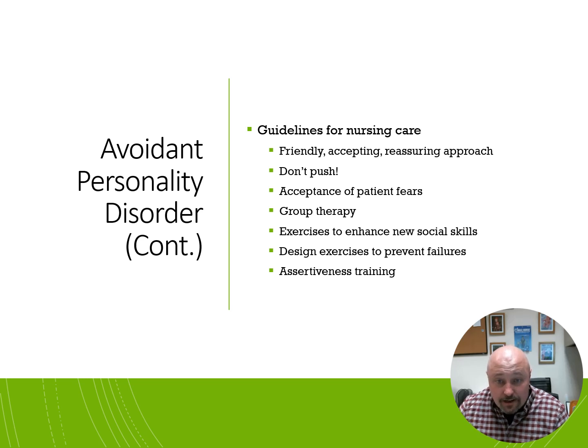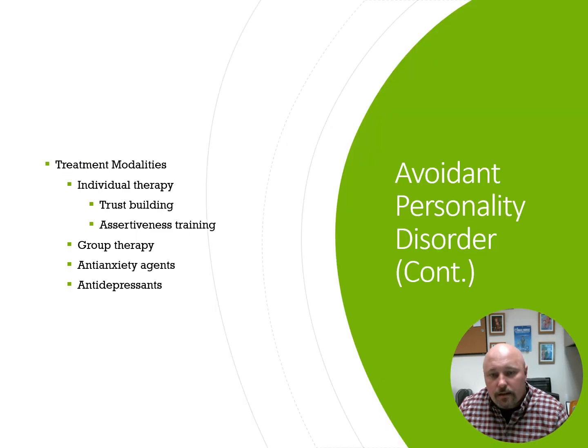Guidelines for nursing care include a friendly, accepting, reassuring approach. Don't push them, being accepting of their fears. Group therapy, exercises to enhance new social skills. Design exercises to prevent failures, and assertiveness training. For avoidant personality disorder, there's going to be a lot of different treatment modalities, ranging from individual therapy, trust building, and assertiveness training, to group therapy, anti-anxiety drugs, and antidepressants.